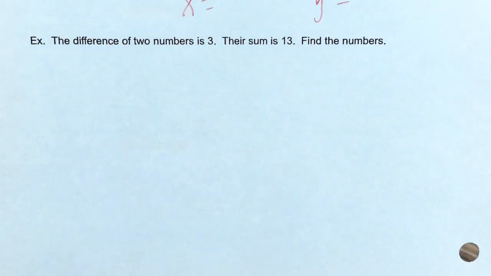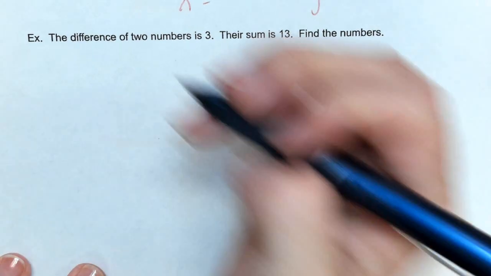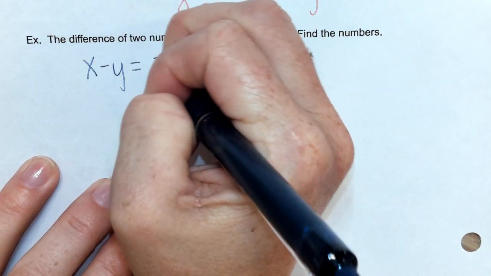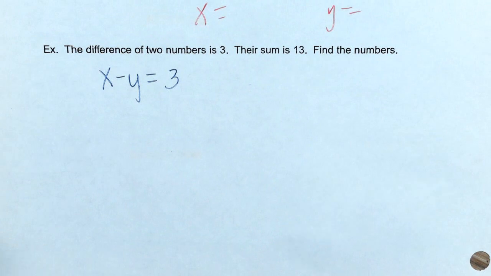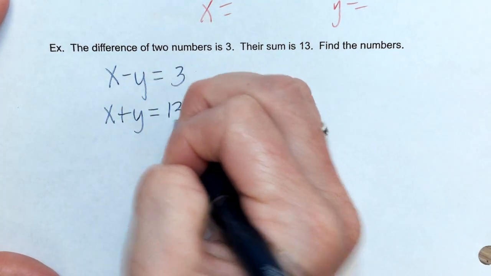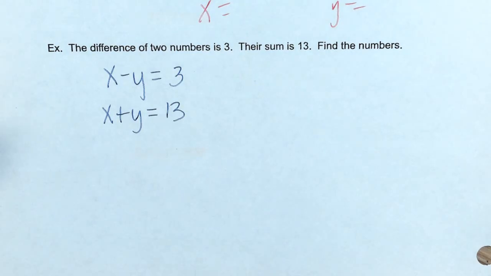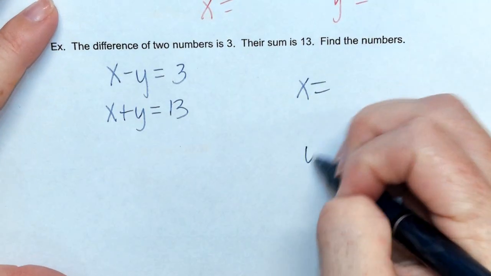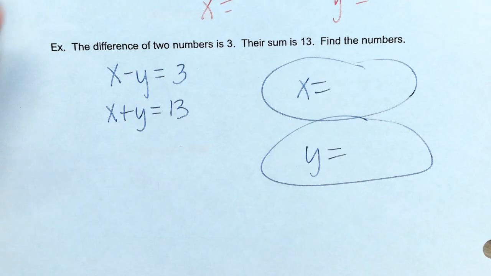Okay. Last one. The difference of two numbers is 3. Do you know the two numbers? So we call them x and y. So their difference. Somebody write it for me. X minus y is 3. Their sum is 13. X plus y equals 13. And then what would you do? Solve it. And you would have x equals and you would have y equals. And you would need your answers. All right, I'm going to give you your assignment.